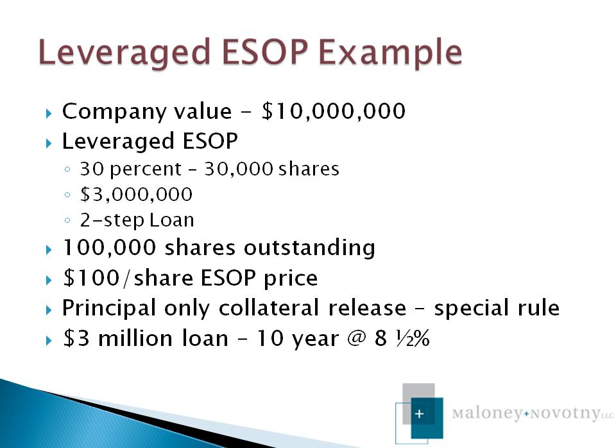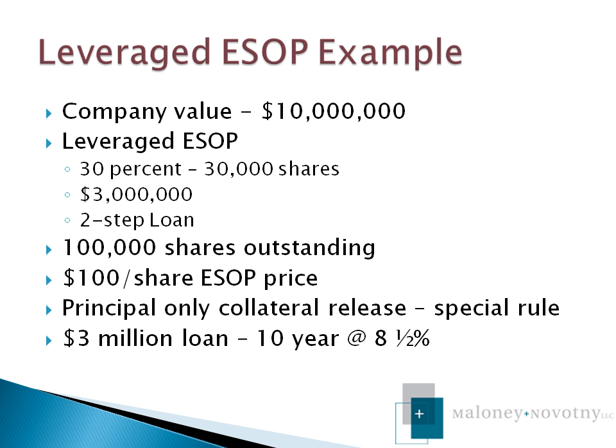Now, the collateral is going to be released under a special rule that allows us to use a principal-only allocation, which means our note between the company and the ESOP needs to be 10 years or less. We'll go through an example specifically of that at the end, but just know that we're going to use principal only to release the collateral. Again, the $3 million loan is a 10-year loan at 8.5% interest, and it's actually going to be a mirrored loan.